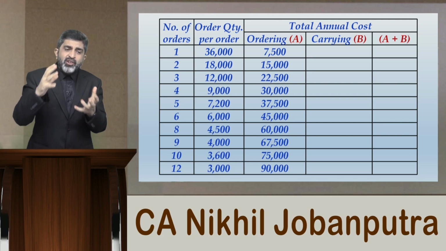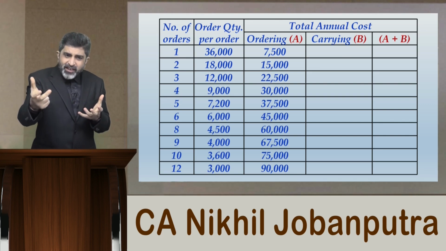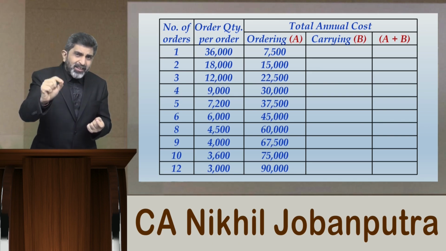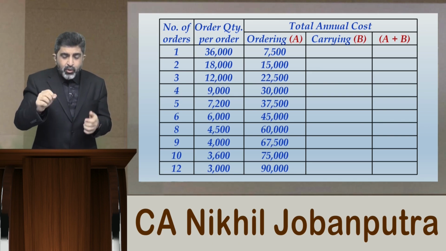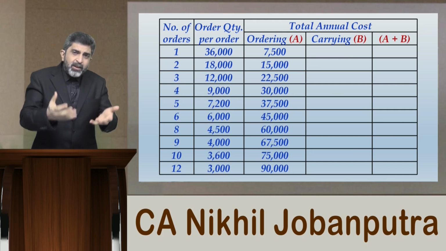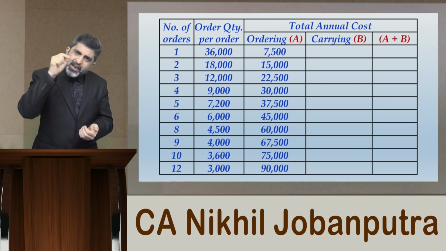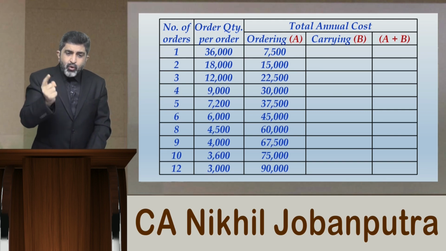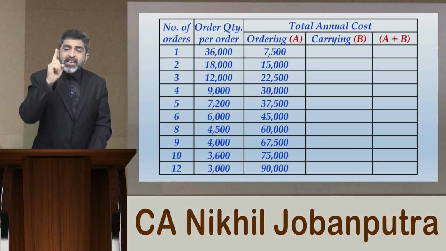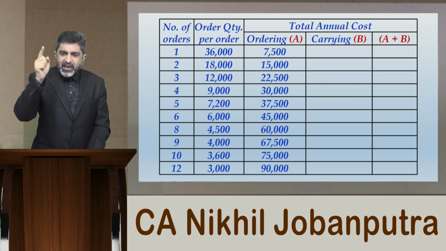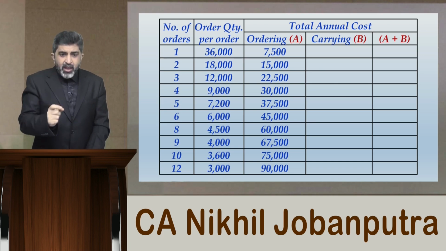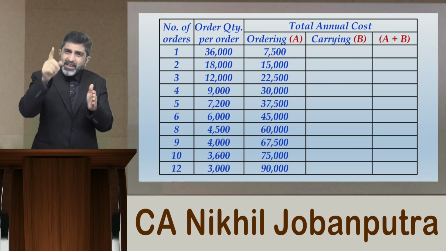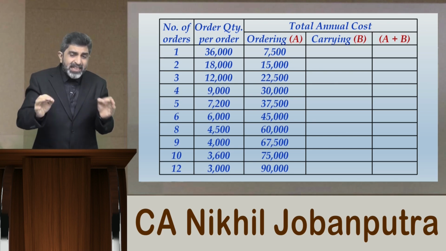So your average inventory will be 36,000 plus 0 divided by 2. I repeat, 36,000 plus 0 divided by 2. Because you are buying only what you require, end inventory will always be 0. So your average inventory will be half of the quantity ordered, and half of the quantity ordered is 36,000 divided by 2, that is 18,000 units.